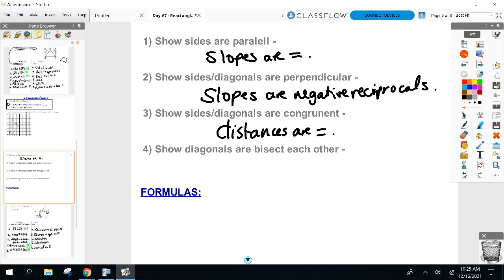And then finally, this is also an option because remember in a parallelogram, diagonals bisect each other. What was that point called where the diagonals intersect? They intersect at the midpoint. So if you want to show diagonals bisect each other, midpoints are equal. So we're going to have to revisit these three formulas, slope, distance, and midpoint, while we do these coordinate proofs. So let's revisit them right now.